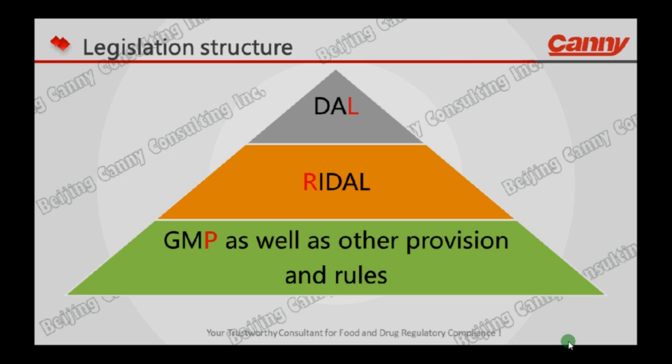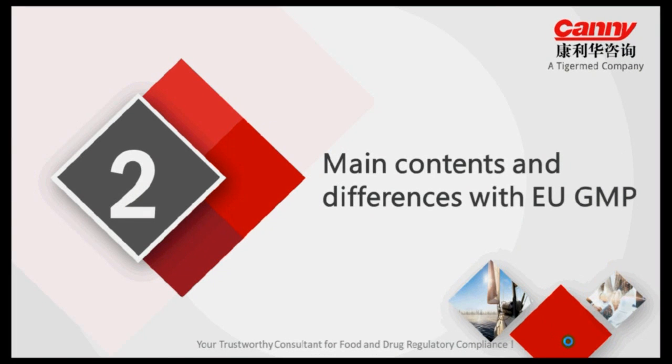So based on this, we can have a clear understanding of the Chinese legislation. The highest one is the Drug Administration Law. It is written as DAL. And the next one is RIDAL. It means regulation for implementation of the drug administration law. Okay. So part one is very simple. Let's move on to part two.